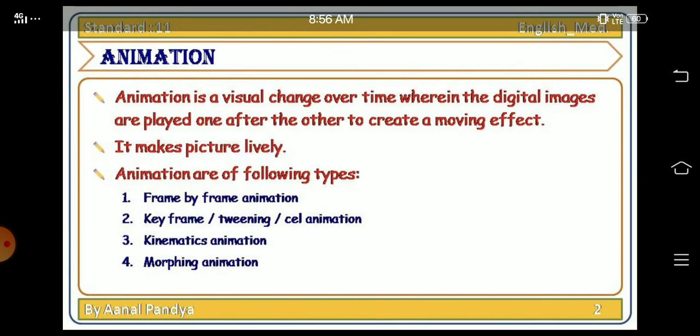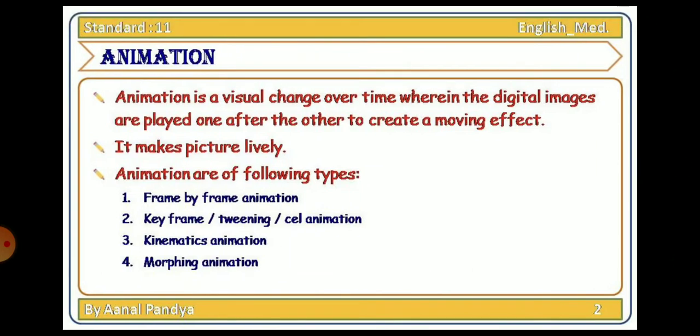Now what is animation? Animation is nothing but a visual change over time wherein digital images are played one after the other to create a moving effect. It makes a picture lively. Animation is a visual change over time where digital images are played one after the other, so it creates a moving effect.